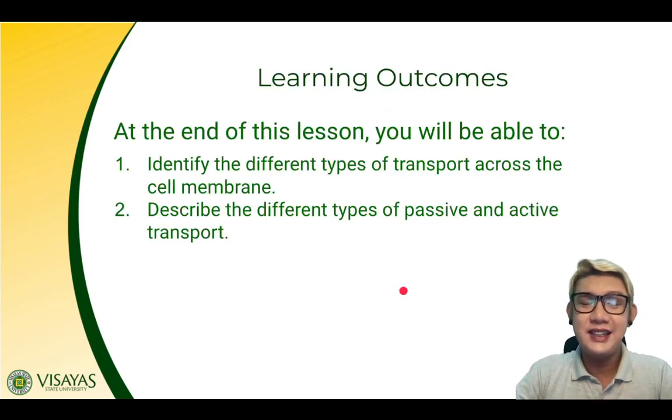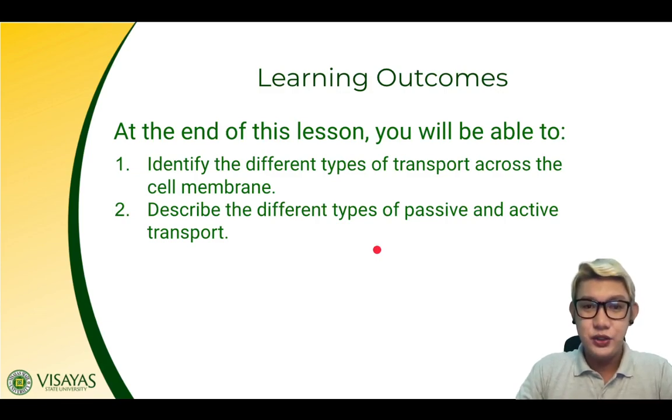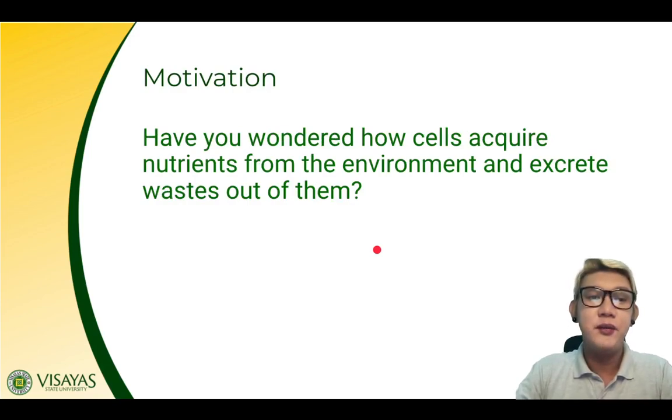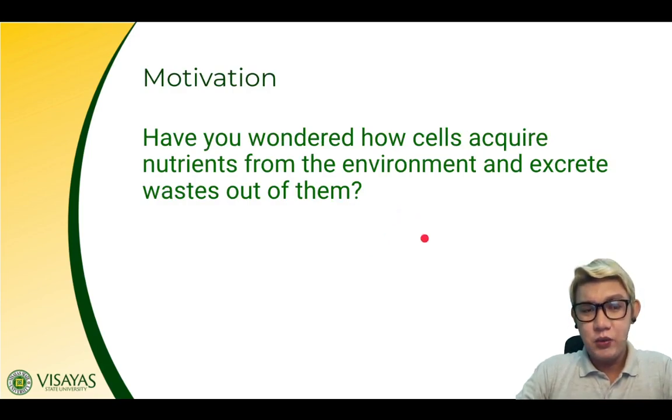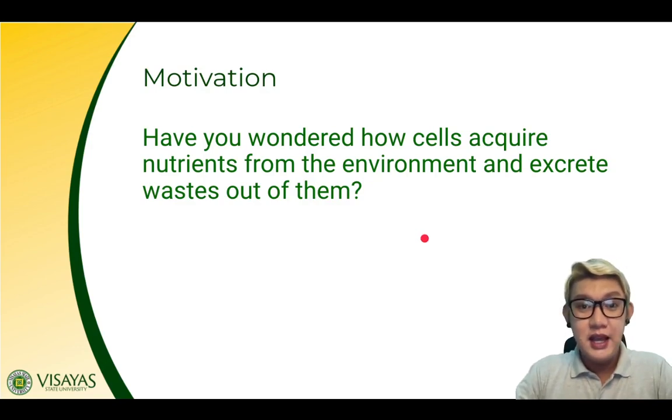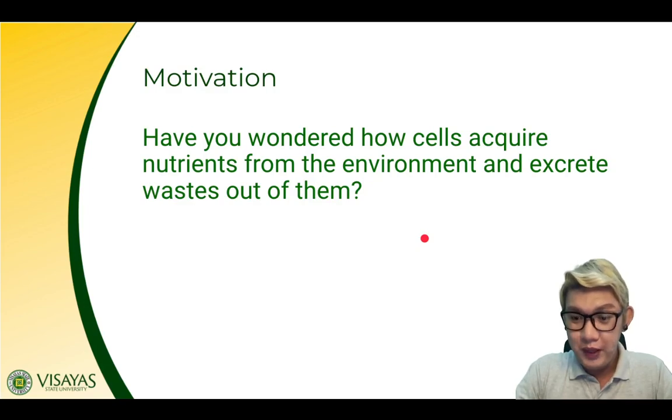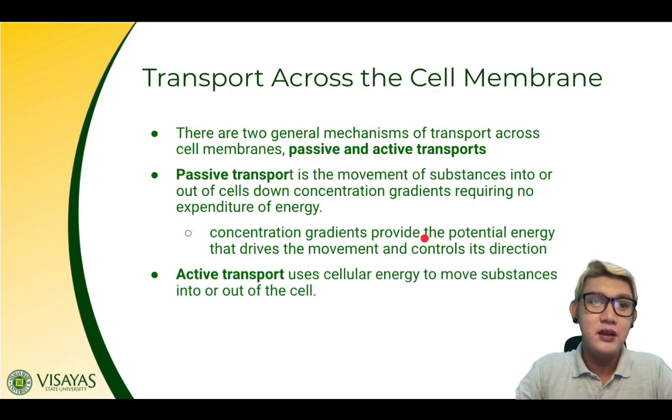At the end of this lesson, you are expected to identify the different types of transport across the cell membrane and describe the different types of passive and active transport. So, motivation question for this. Have you wondered how cells acquire nutrients from the environment and excrete wastes out of them? So I hope you will be able to answer that as we end our discussion today.